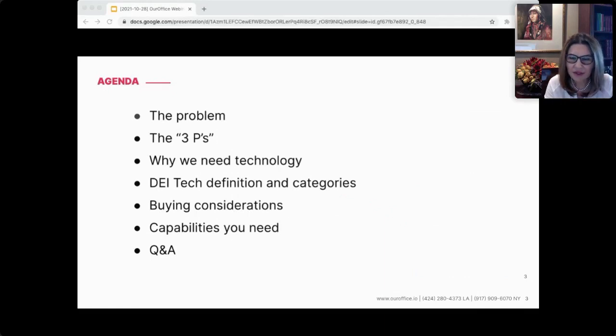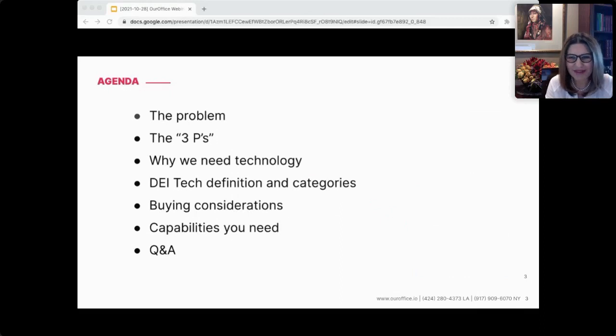And then give you a definition and some of the categories that are emerging in what's called DEI tech, or diversity, equity, and inclusion technology. I want to share some buying considerations. If you're in the market trying to select a piece of software or a tool, something that could be referred to as DEI tech, what should you consider? And then we will talk about the core capabilities you should be looking for as you do that in more detail. And then at the end, hopefully we'll have a little bit of time for Q&A.